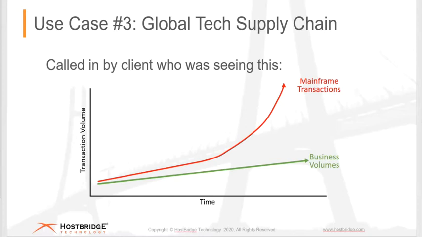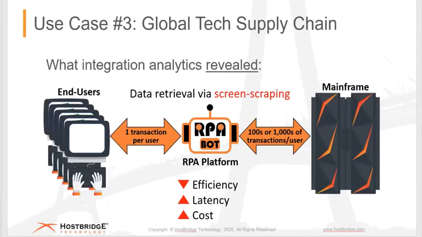Our business volume is growing nicely, 5, 10, 15, maybe even 20% compounded year over year, but our mainframe transaction volume just eclipses that. And so we were able to, using our integration analytics capabilities, go in there and look and see that the reality, their problem, was that they had a lot of technology. Again, they're a global company.